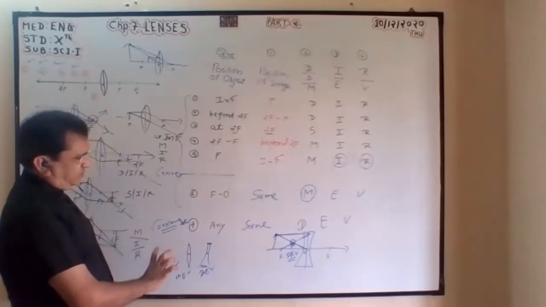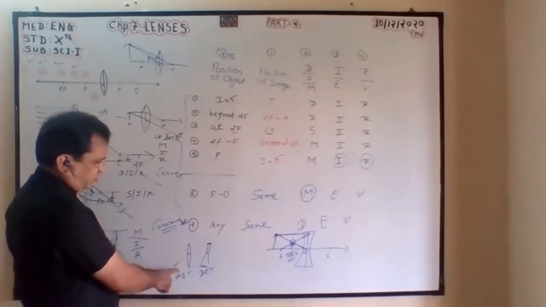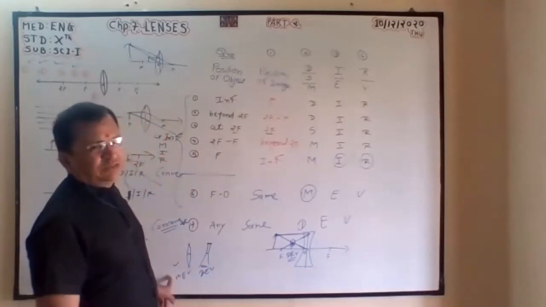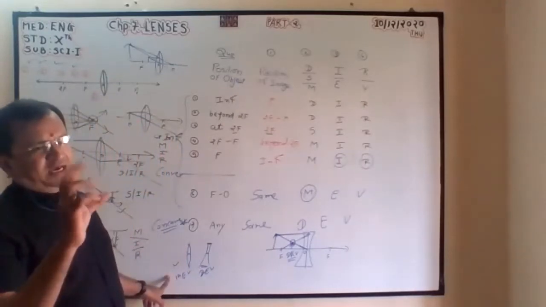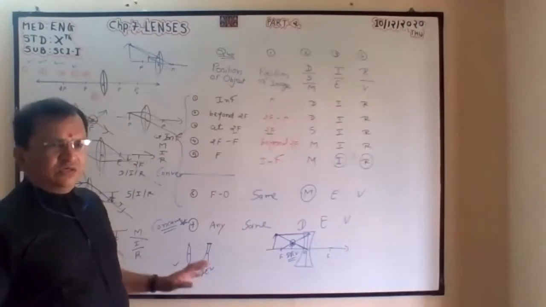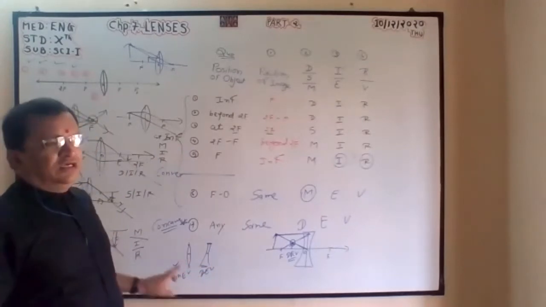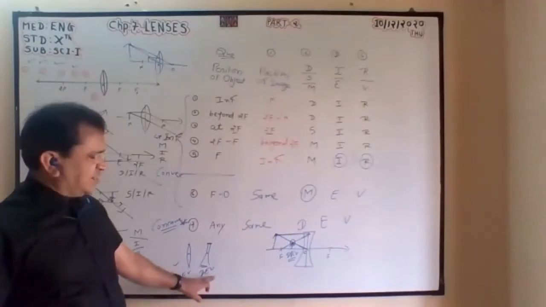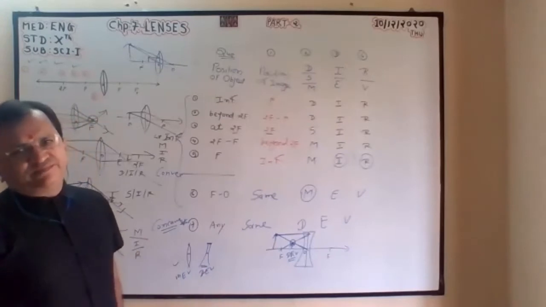1, 2, 3, 4. Then here MEV is possible, here DEV is possible. Here all types of image possible. Same, magnifying, diminish. Here only diminish. Here both types of image possible. Inverted, erect, real, virtual. Here only erect, virtual.